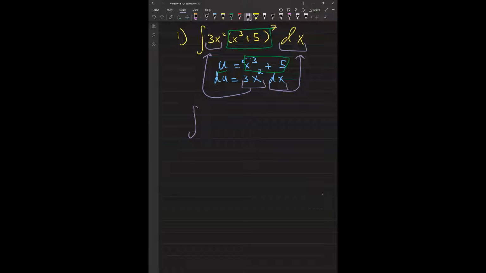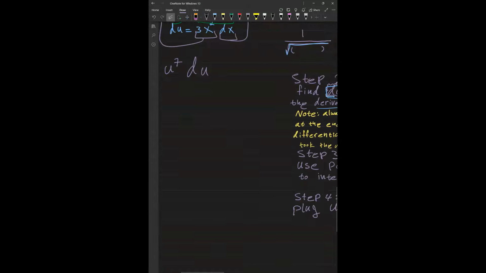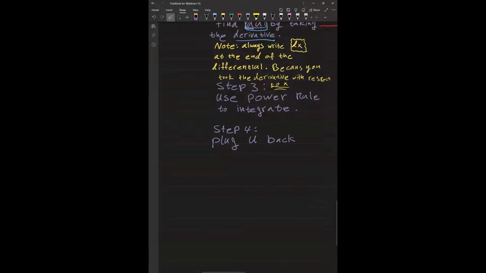Okay. So this is basically du. This right here, and this is basically du. And we're gonna substitute this with u raised to the 7th power du. All right. Are we done? No, we're not. Use the power rule to integrate.